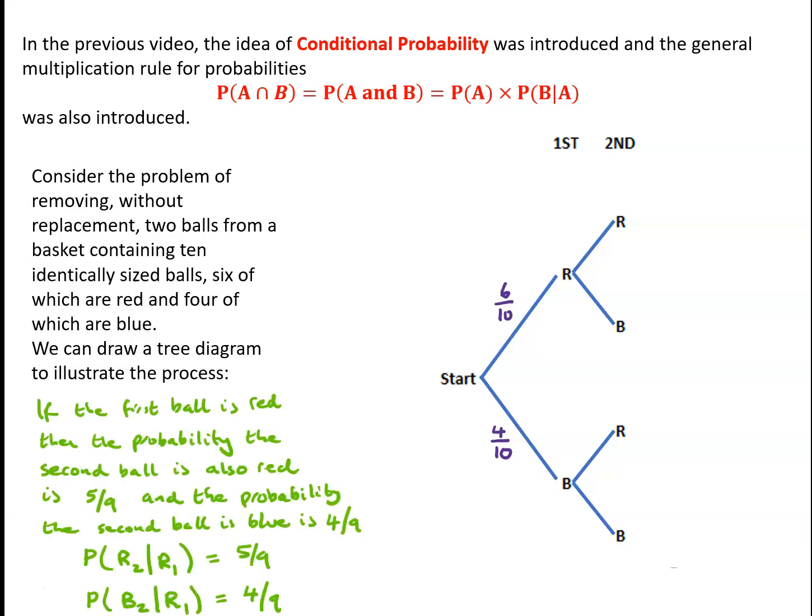Now if the first ball is red, the probability that the second ball is also red is 5/9. And the probability that the second ball is blue is 4/9. And those, of course, are conditional probabilities. We've got 5/9 is the conditional probability that the second ball is red, given that the first ball was red. The 4/9 is the conditional probability that the second ball is blue, given that the first ball was red. And those go on our diagram like that.